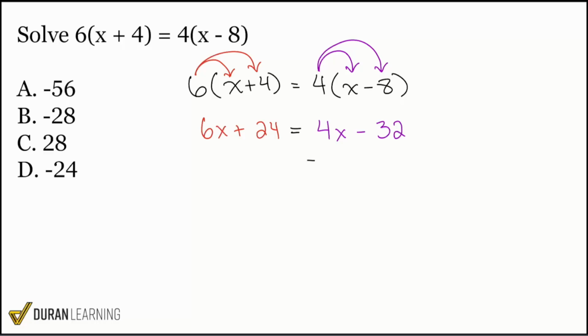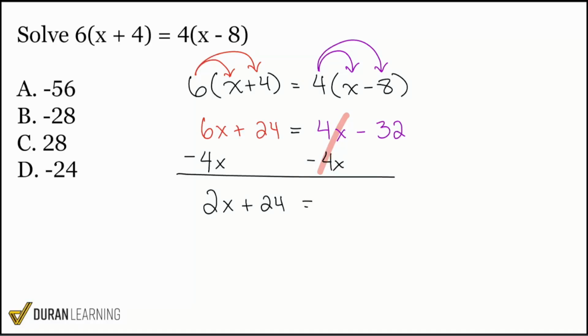So here we are. We will subtract 4x on both sides, because once I do that, again, like I said, cancels out, leaving me with 2x on the left. And that's going to be 2x plus 24 equals negative 32. Next up, I'm going to get rid of that positive 24 by subtracting it from both sides, right over here and right over there. Perfecto, cancels out.